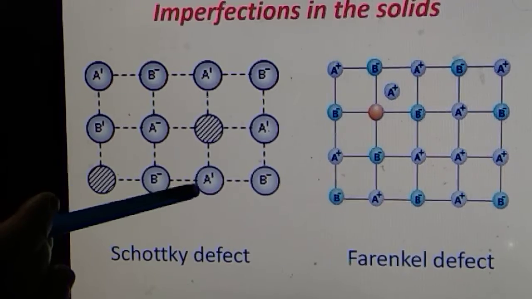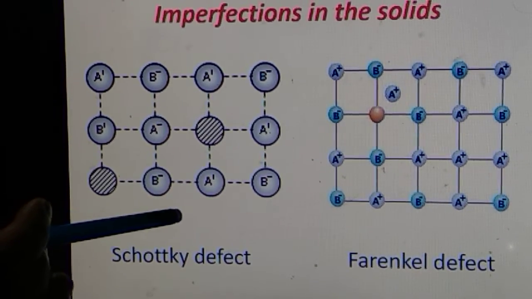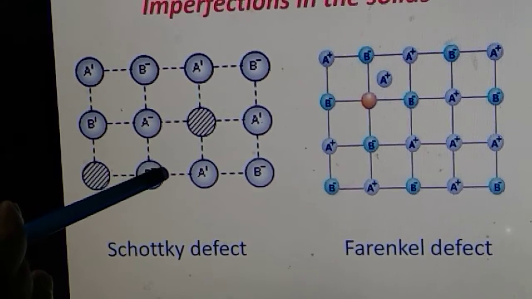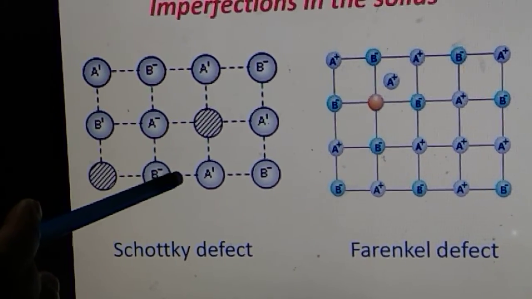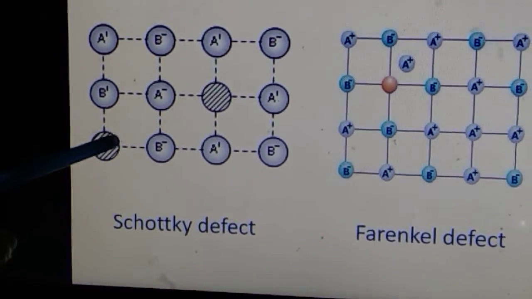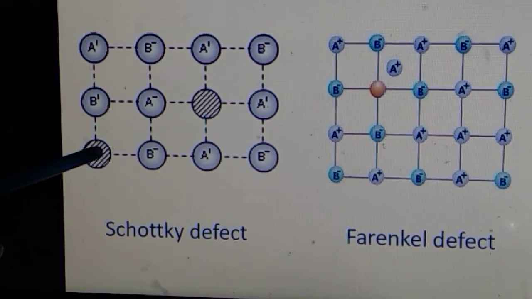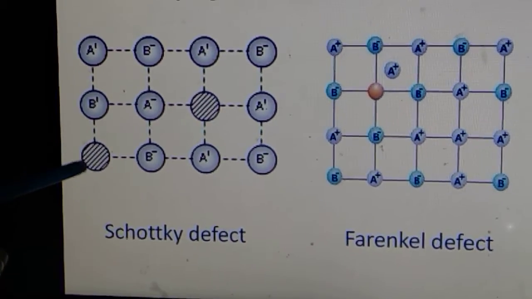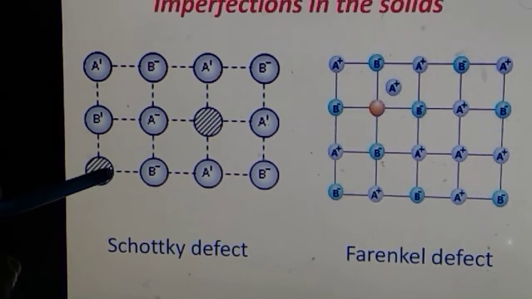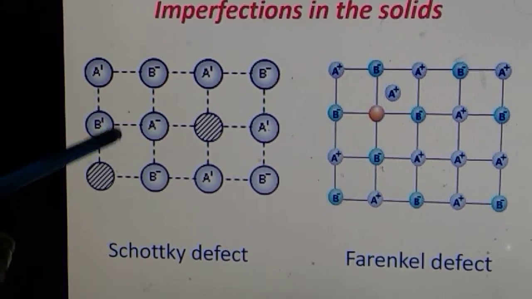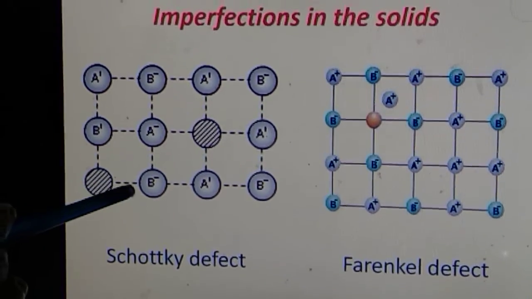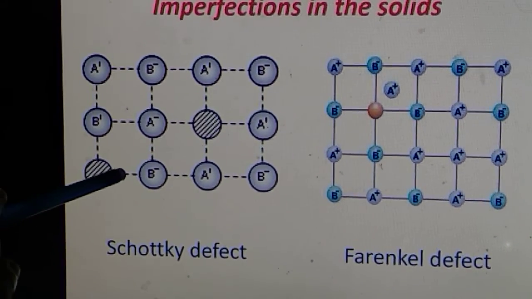Vacancy defect means that when some of the lattice sites are vacant, the crystal is said to have a vacancy defect. Suppose this is the vacant place, because there are no ions present here. So this is an example of the vacancy defect. When any lattice site is vacant, then the crystal is said to have the vacancy defect.